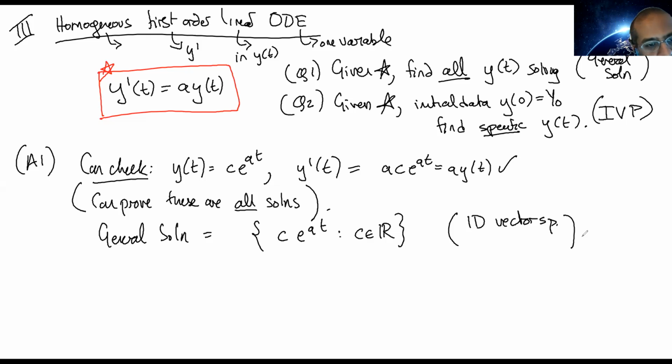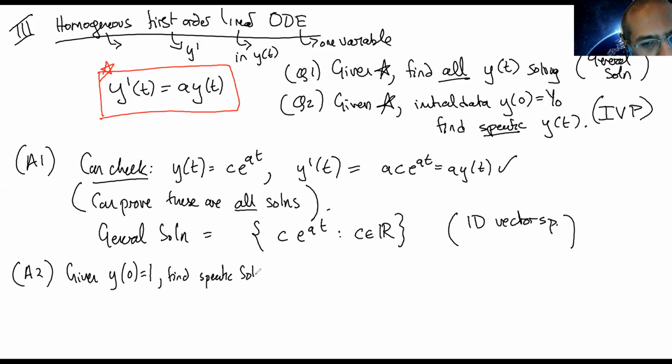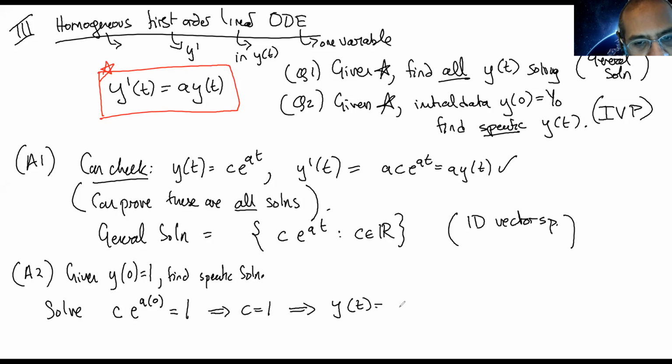Okay. And what about the second answer? Well, let's just do the second answer with an example. So given y of 0 equals 1, find a specific solution. Well, how do I do that? Well, I just solve the equation, right? So I solve for c, right? c times e to the a times 0, that's y of 0, equals 1. That's just c equals 1. So the solution y of t equals e to the at is a specific solution.